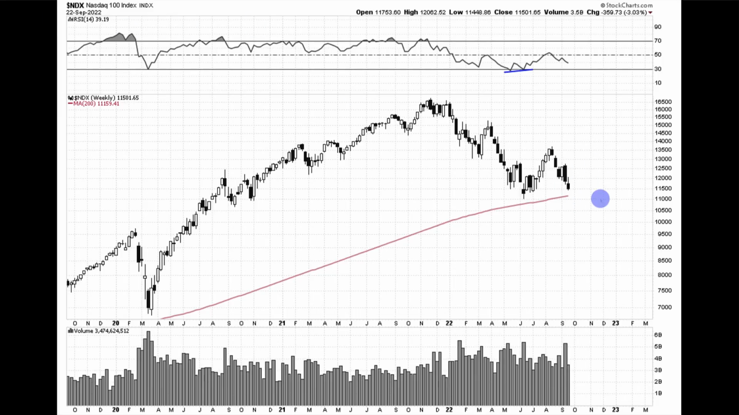NASDAQ 100 looking pretty nasty on the week. We have one more trading day left, with the RSI pointing straight down. We still haven't touched the 200 weekly moving average, but it does look like it's in striking distance. I don't have the IWM of this one, unfortunately.